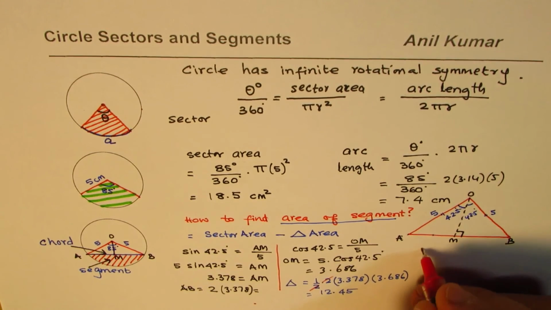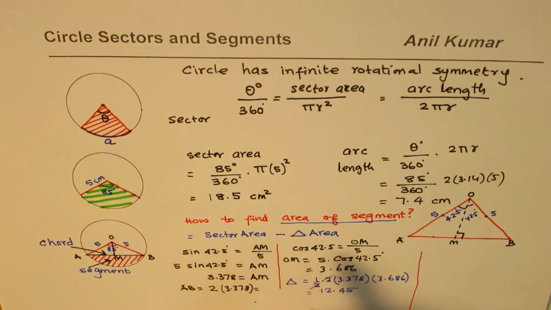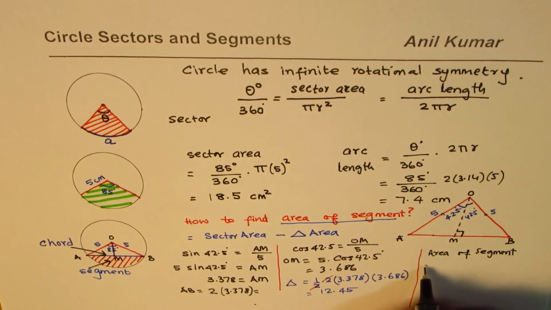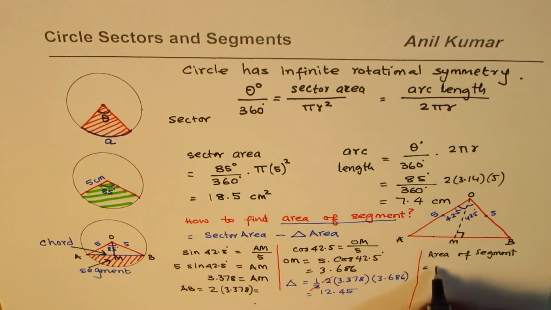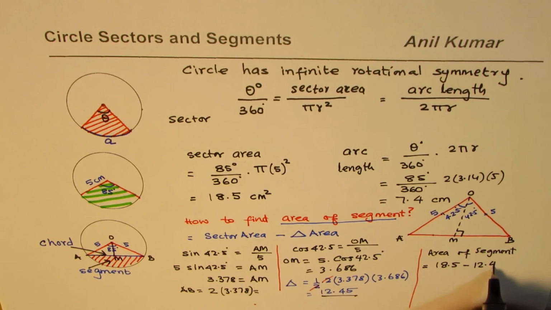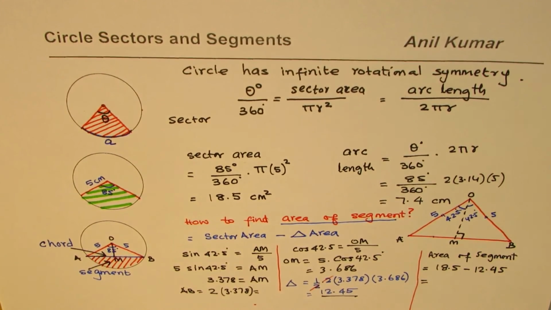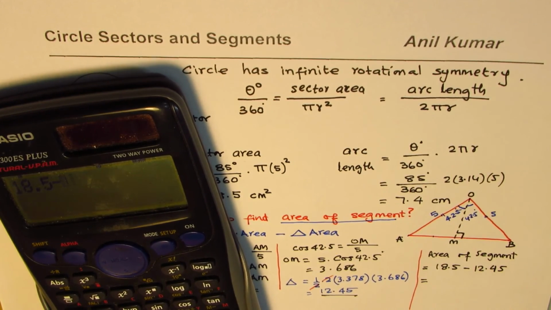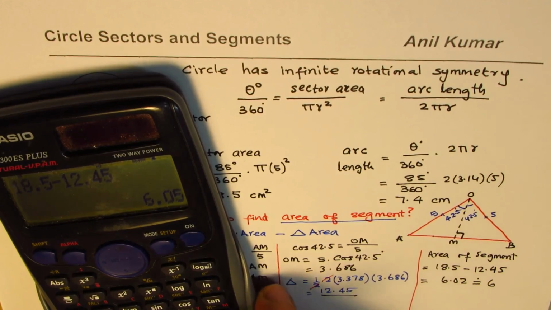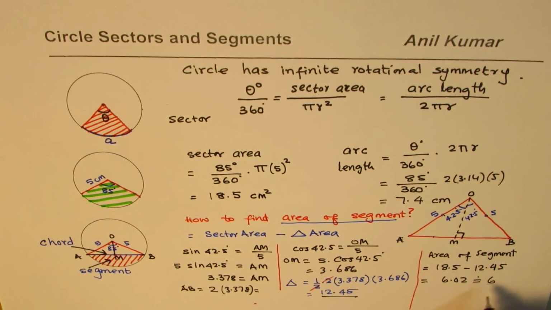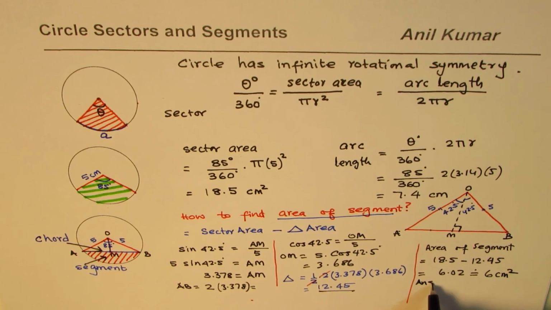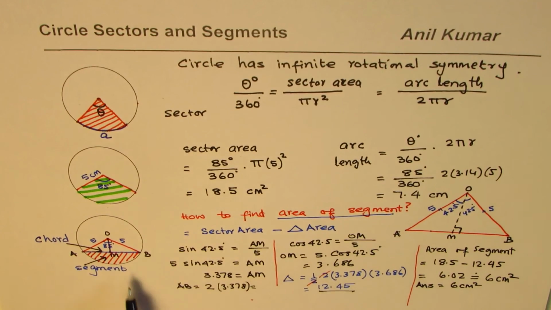To find the area of the segment, what should we do? We have to just take away from the area of the sector. So we have area of segment equals area of sector, which is 18.5, which we already calculated, take away this value, 12.45. And then we get our answer. So 18.5 take away 12.45 equals, in decimals, 6.02, so approximately 6, which is centimeters squared. So our answer is 6 centimeters squared, the area of this segment.